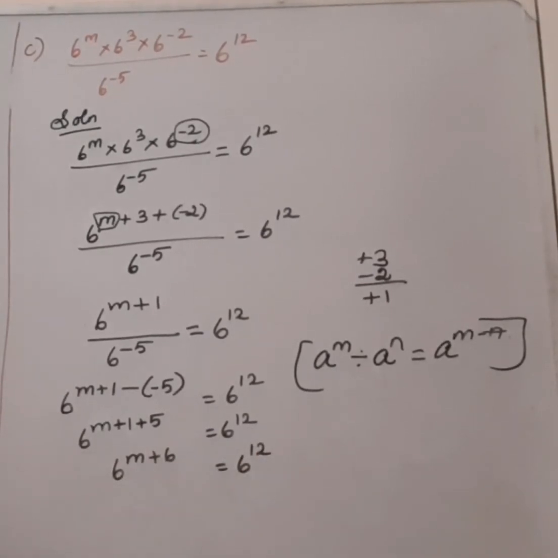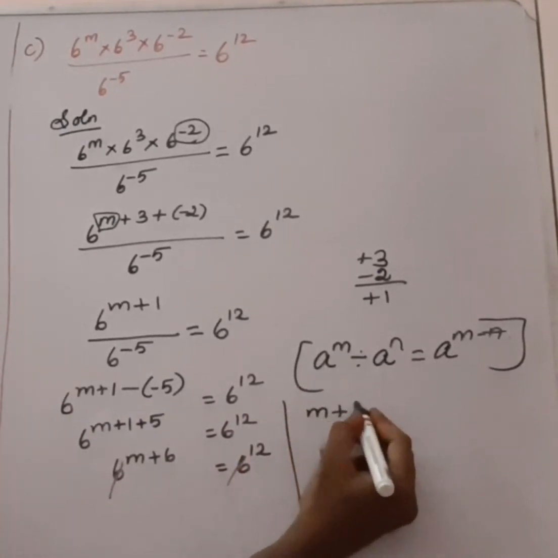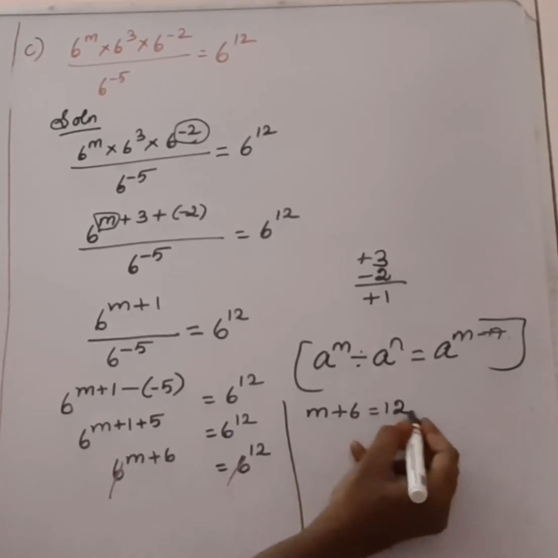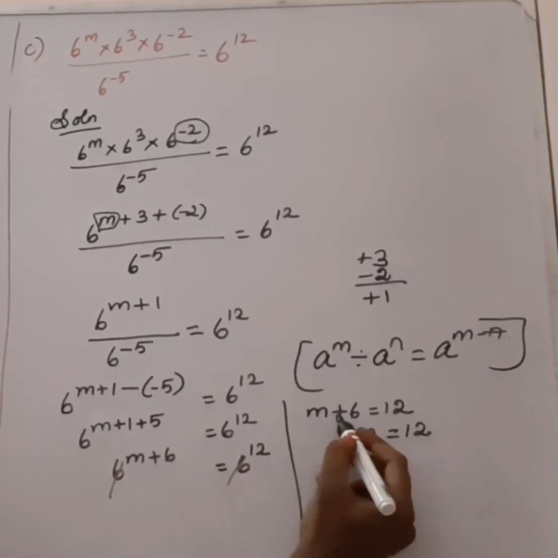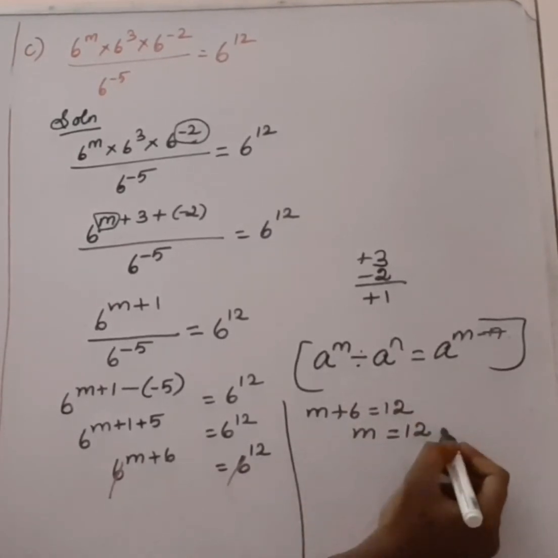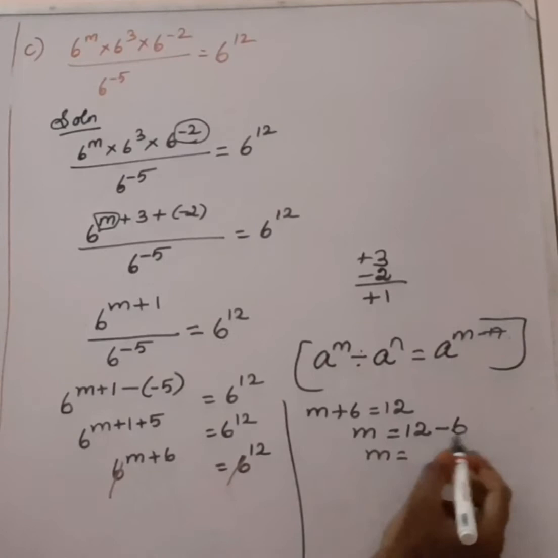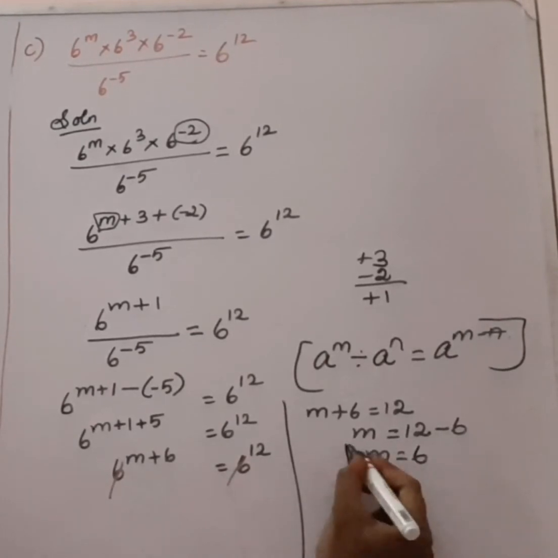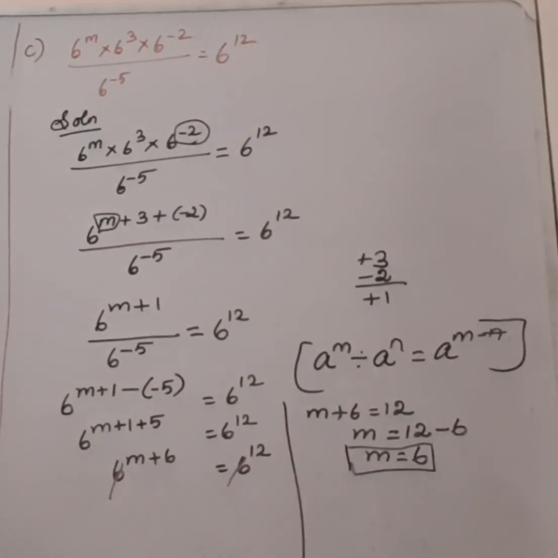Now here the bases are same, so cancel that 6 and 6. So what do we get in the end? m plus 6 equal to 12. Therefore, m equal to 12. Here it is in a plus, so here it becomes minus 6. So m equal to 12 minus 6, what do we get? 6. Therefore, the value of m equal to 6 is the solution for the given sum.